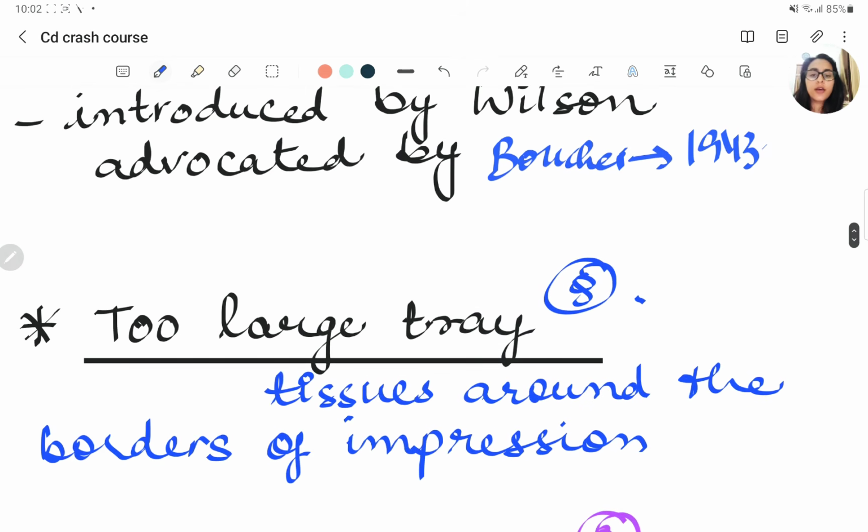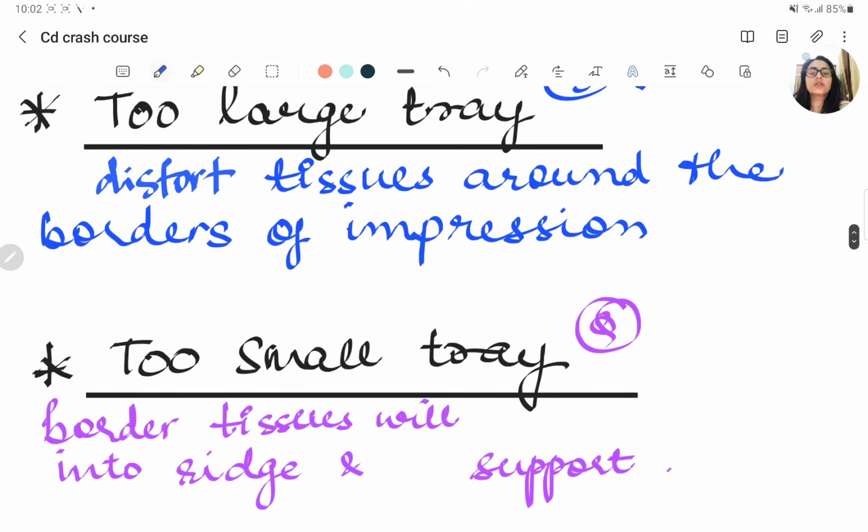What if you take an oversized tray? Then there will be distortion of the tissues. The tissue will distort around the borders of the impression. Suppose you are taking a big impression tray compared to the size of the ridge. Since the tray is too large, the border tissues will distort. If you take a small tray, that means the border won't be covered by the impression tray, so the border tissue will collapse inwards into the ridge.